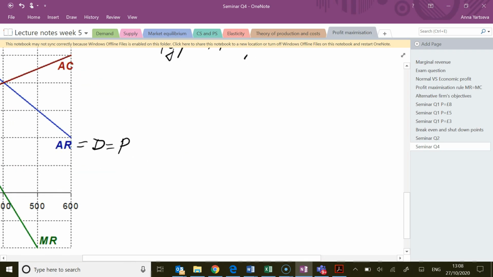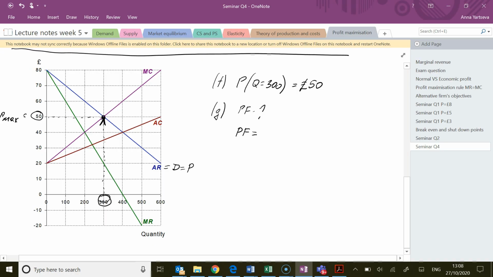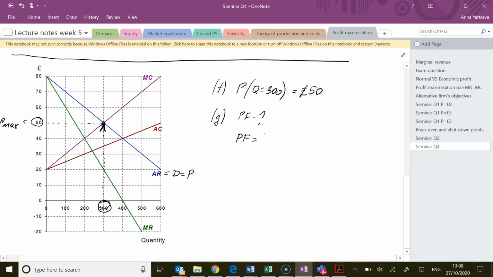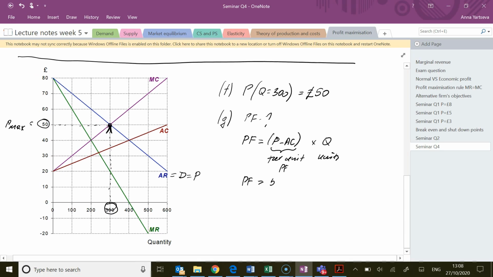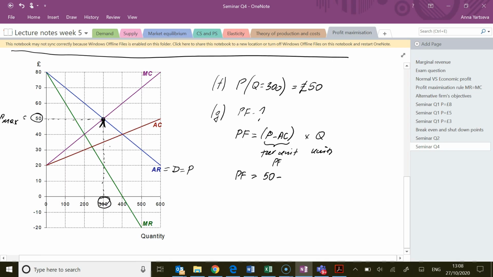Okay, let's have a look at the graph. Profit is the difference between total revenue and total costs, or it's the difference between price charged and average cost per unit, which we've explained already. So profit per unit times number of units. Our price in this case is 50 pounds because it depends on the demand. What is average cost at this particular output level? Average cost depends on the average cost curve.